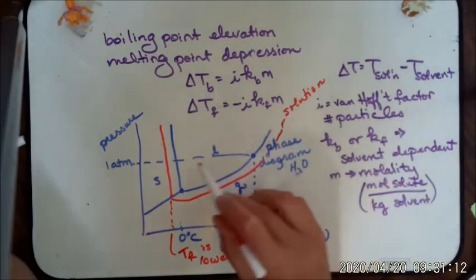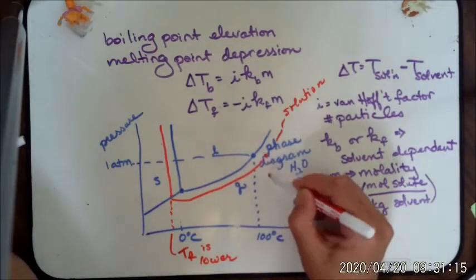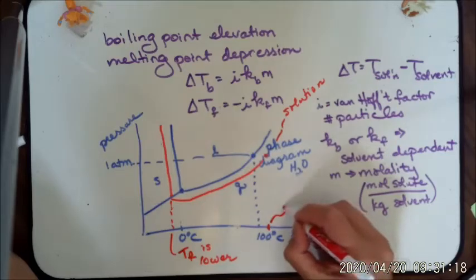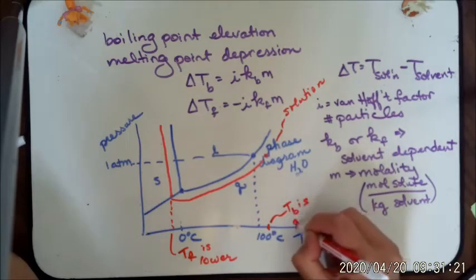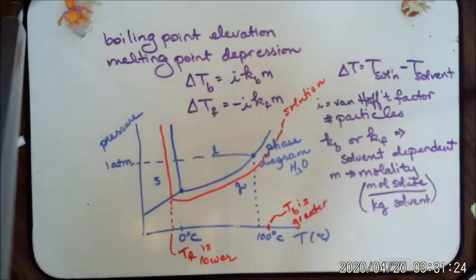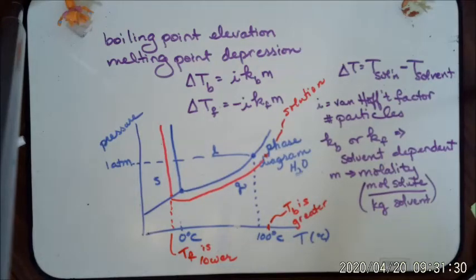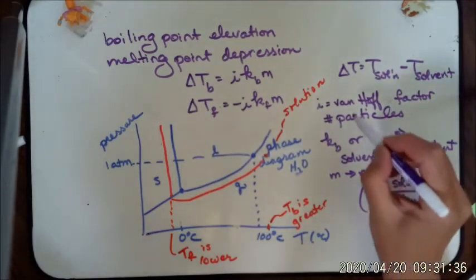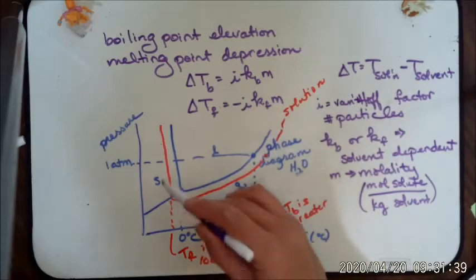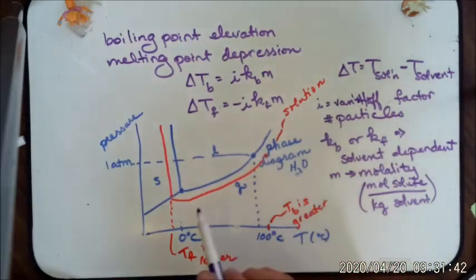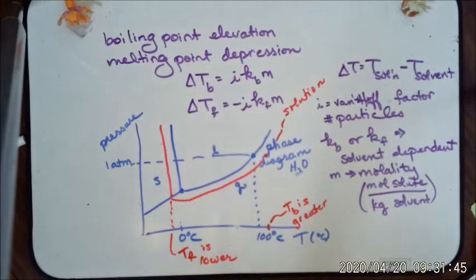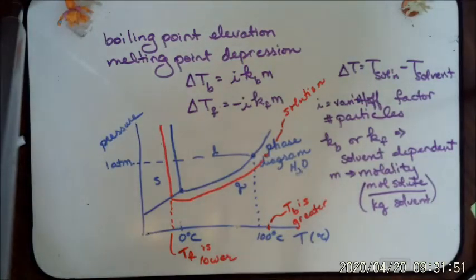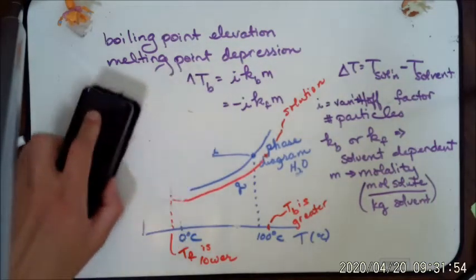Here at 1 atmosphere, where am I boiling? I'm boiling for my solution at a value greater than 100 degrees Celsius. So that's essentially what's happening when you make it into a solution: you shift your phase diagram, increase your boiling point, decrease your freezing point. So let's do a boiling point elevation, since I know for our lab we did freezing point depression.